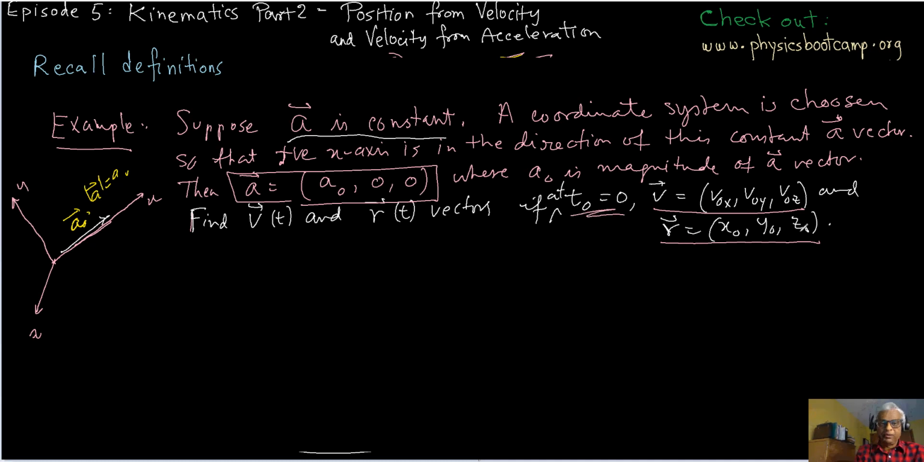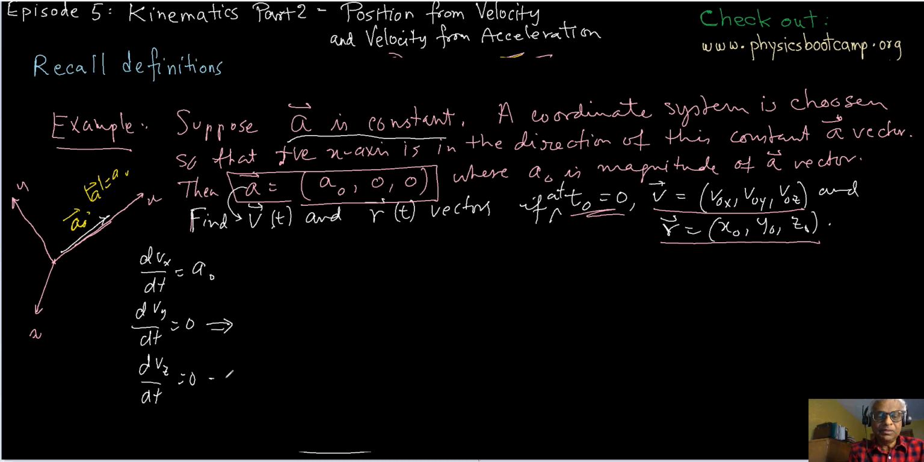So we need to figure out that guy. So we know from acceleration, the first thing to get is the velocity at time t. So we are going to get dvx/dt equals a0, dvy/dt is going to be 0, dvz/dt will be 0. This is from the definition of acceleration. So these are very easy to do. So vy is not changing, it's going to be v0y, and vz is not changing, v0z.